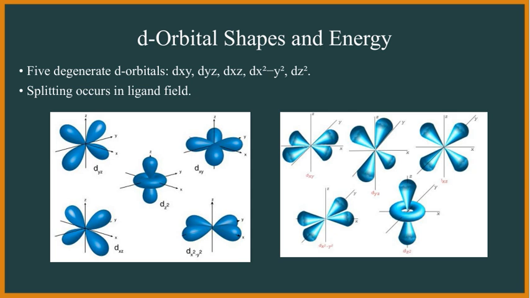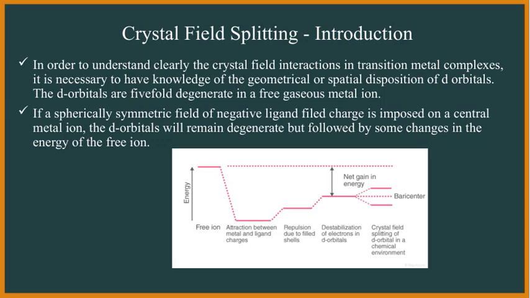So, recognizing how these 5 d orbitals behave and split under ligand influence helps us grasp the broader concepts of coordination chemistry and electronic structure. Let's start by looking at the concept of crystal field splitting.